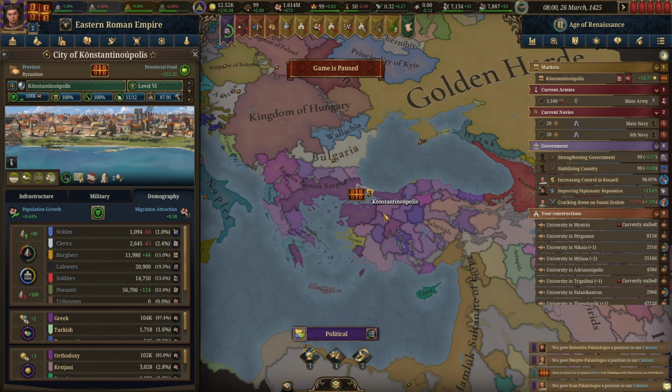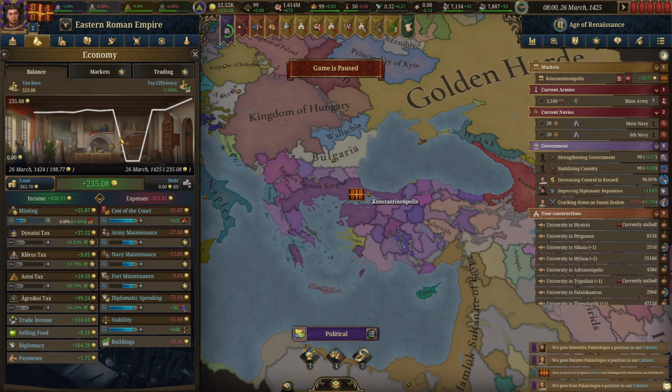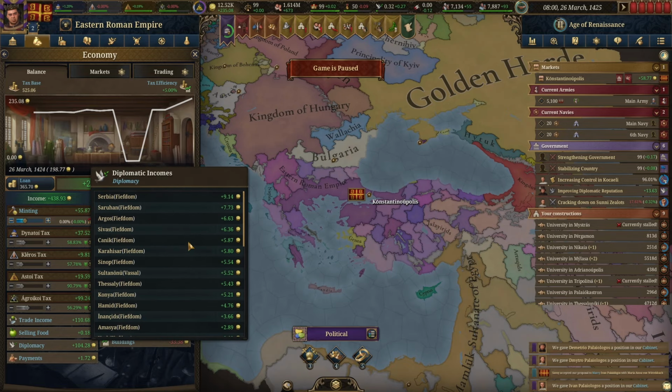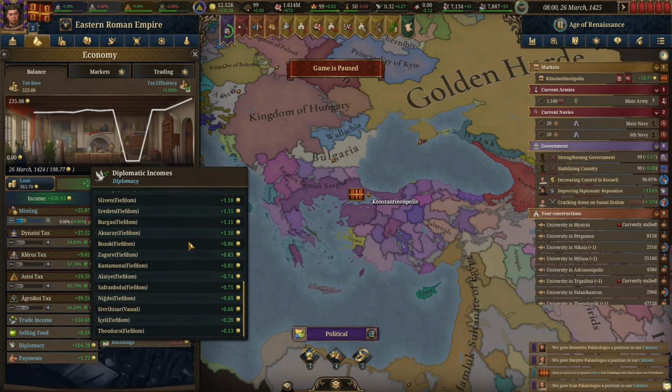I hope you like my large Byzantine Empire. Although we don't have much actual land, we do have a lot of money. You could even say vassals are a little OP in the current iteration of the game.